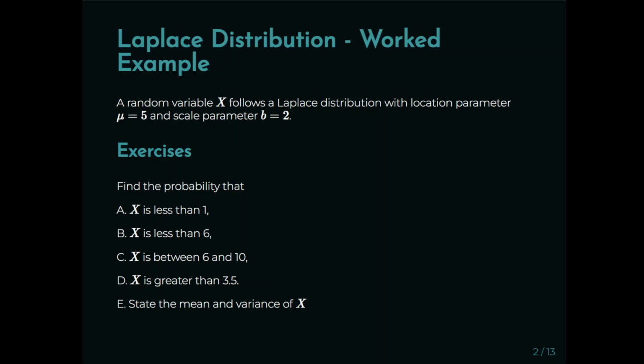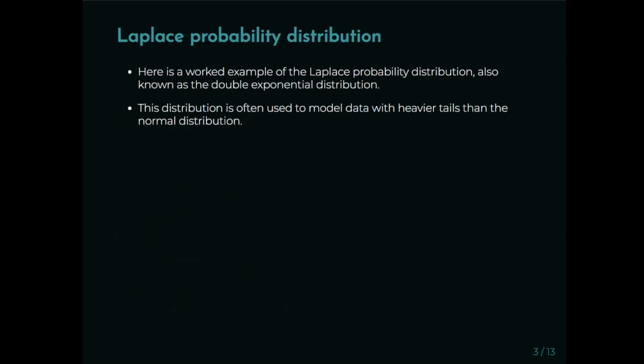You might think, are exercises A and B covering the same ground there? Is there a bit of a replication? We'll come back to that shortly. Then x is between 6 and 10, and x is greater than 3.5, and also state the mean and the variance of x. So this is a worked example of the Laplace distribution, also known as the double exponential distribution.